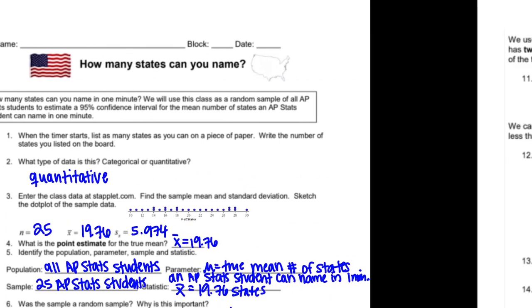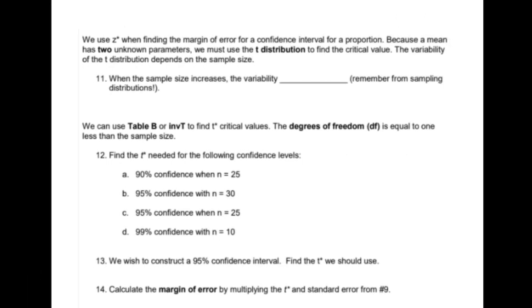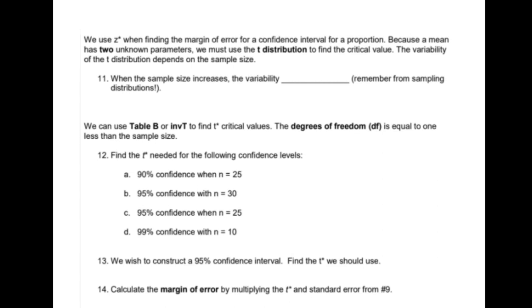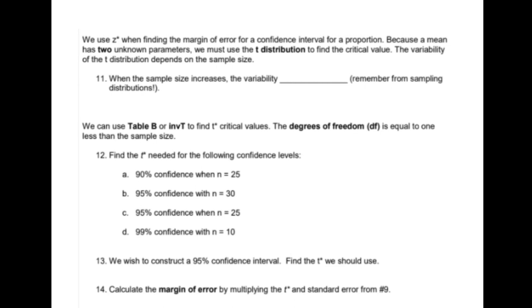Okay, so let's start with number 11. We'll come back to 6 through 10 when we get to the debrief. So we'll just do number 11 first. With number 11, when the sample size increases, the variability decreases. There's some information above that, but we should know that from our original learning and sampling distributions unit. So that's why there's a little note there.